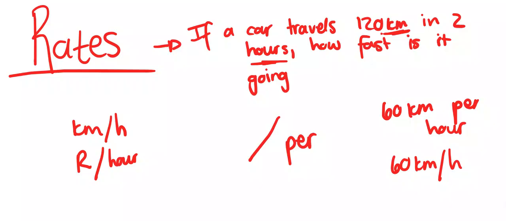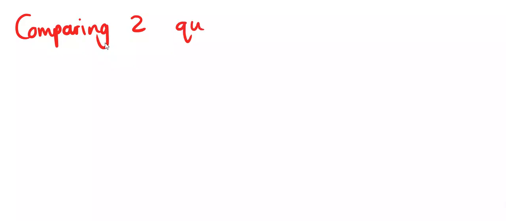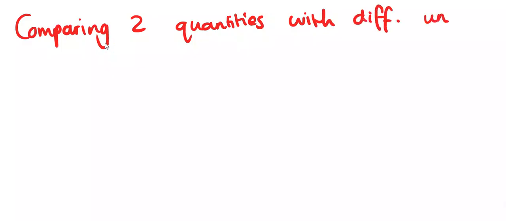Or you can also give an example like, how many pages do you read per minute? That can be pages per minute, or liters per second, how many liters someone drinks per second. That's just the basics when it comes to rates. Like I said, rates is comparing two quantities with different units. Essentially, that's what rate does.